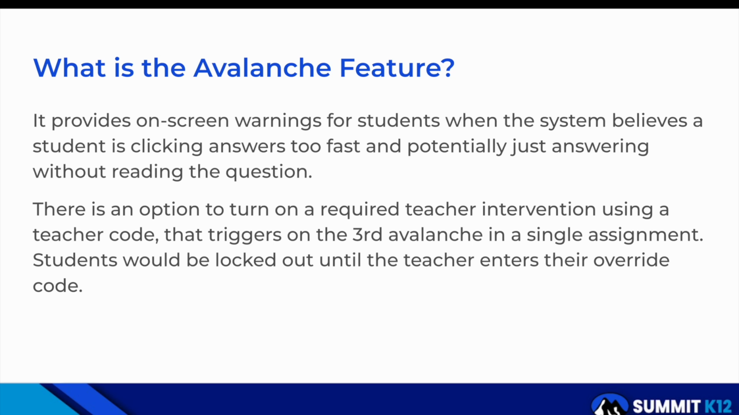This feature will help. Automatically, your students are going to receive an on-screen warning. There's an on-screen warning that shows up for every student. You don't have to do anything for it to happen. And there is an optional feature that you get to turn on. If a student gets the avalanche 3 times in a row, on the third time it will lock them out until you walk over to their computer, have a discussion about being a good learner, and enter your code.